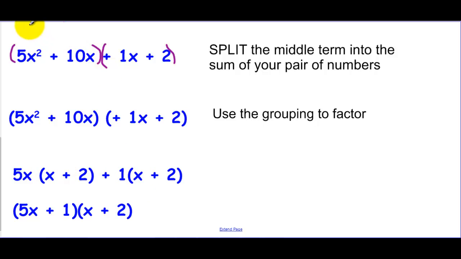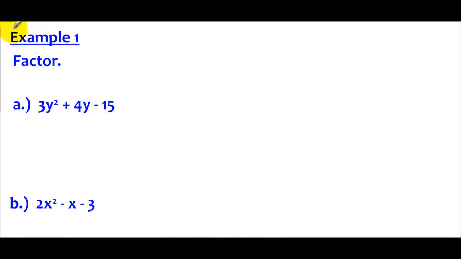So we're going to take a look at a second example and see if we can apply this. All right, so again, here's my example. I have an a value here that is not 1. All right, so I'm going to have to use this method. If there was nothing here, I could try to do simple factoring like we've done in the past, but we have to use AC because of that 3.